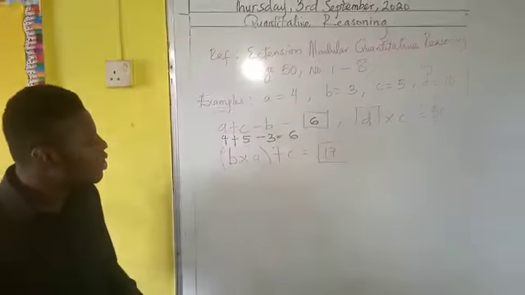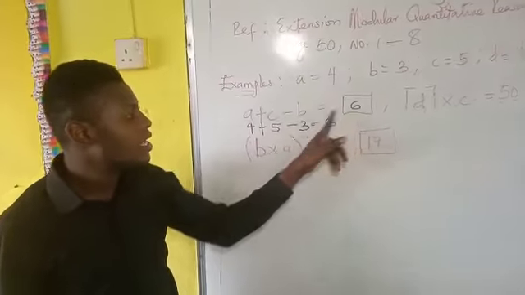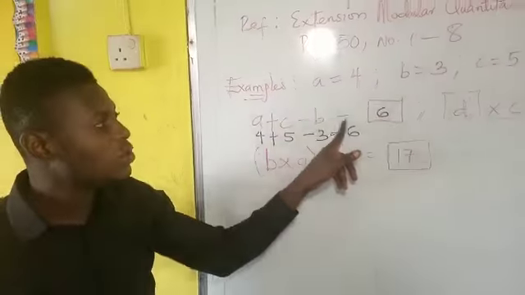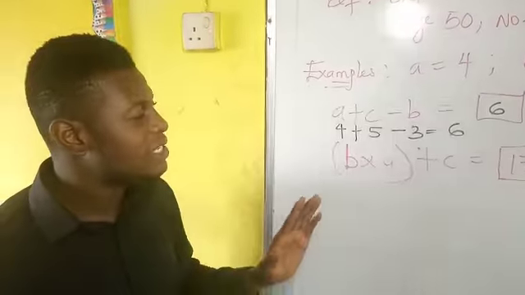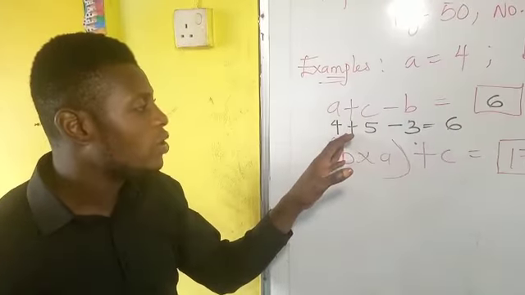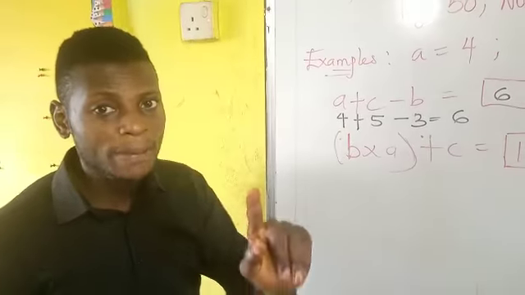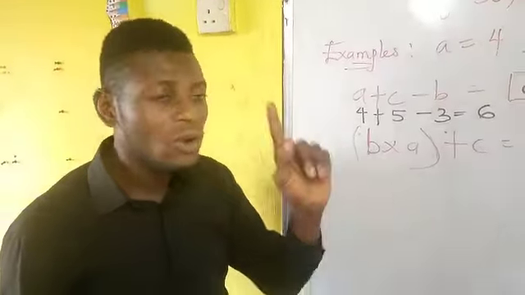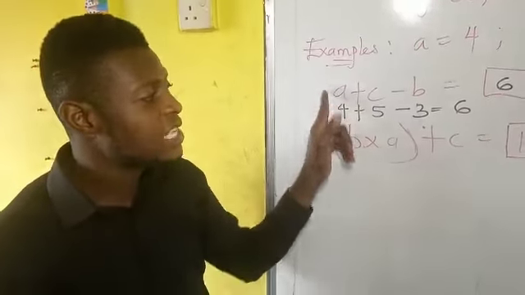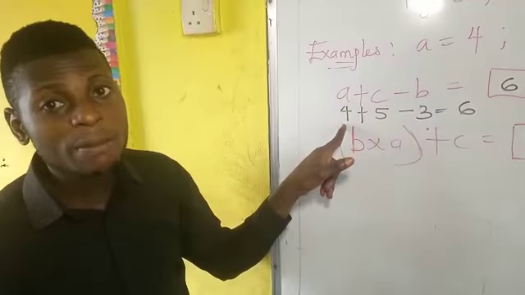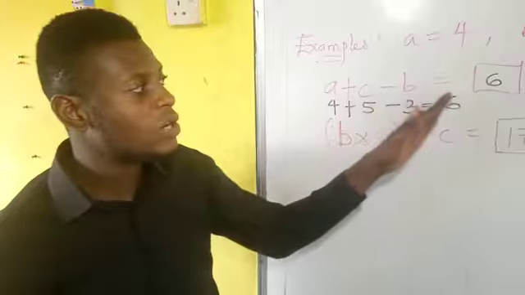So, take a look at this. We have A plus C minus B equals 6. Now, you may ask, what does that mean? Very easy. All you need to do is to analyze first. Please take notes. The first step is to analyze your question. How do I mean by analyzing your question? Write out what each letter stands for, like I did in my own example.